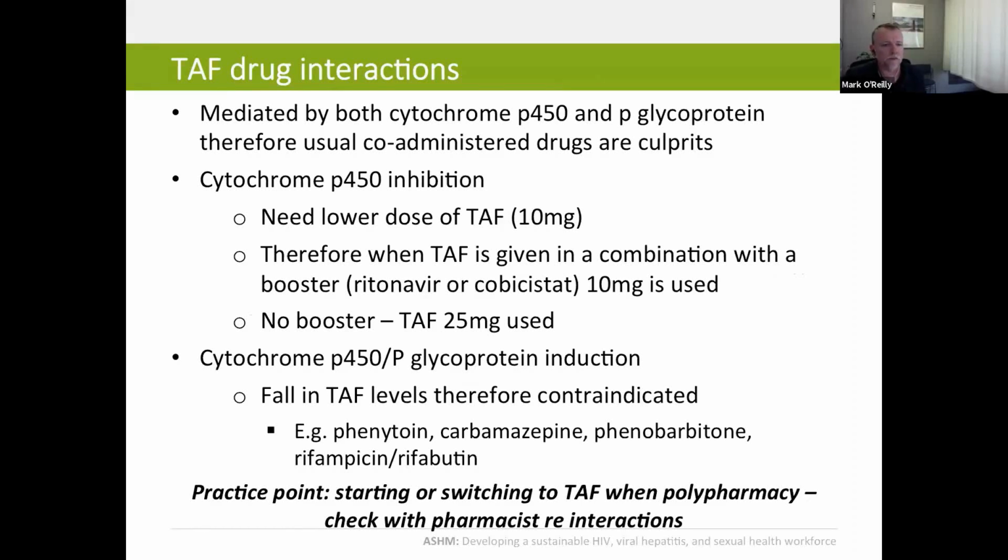In terms of the CYP450 inhibition, if they're taken with inhibitors such as cobicistat or ritonavir, then you need the lower dose of TAF, so the 10 milligram formulation. But if TAF is taken in a regimen where there is no booster, then the higher concentration TAF should be used, the 25 milligram formulation.